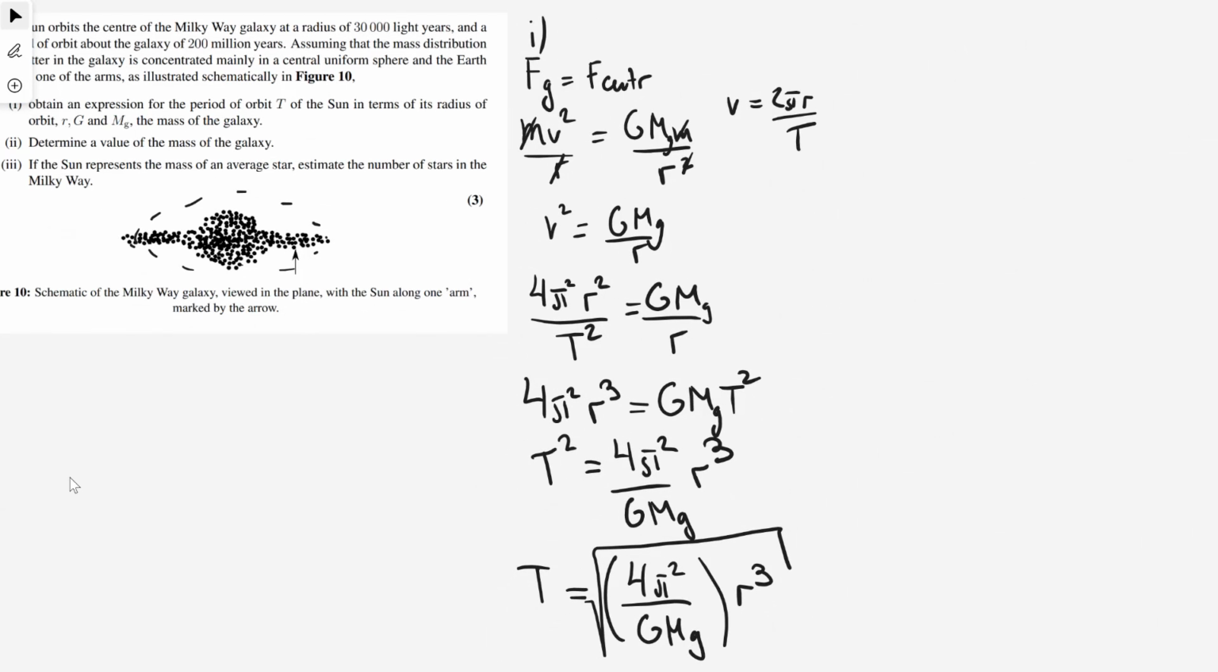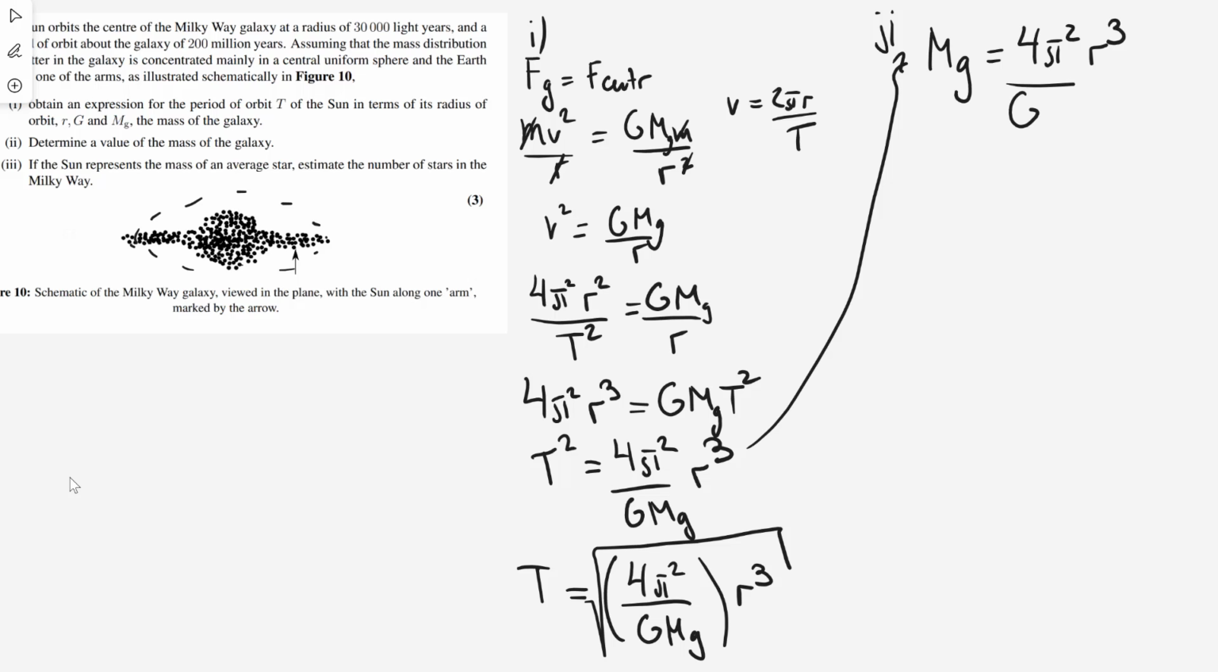Now let's have a look at the next part, which is to determine a value for the mass of the galaxy. So to determine the mass of the galaxy, we're just going to use this expression just here, and I'm going to rearrange that for the mass of the galaxy, Mg. So Mg will be equal to 4 pi squared r cubed divided by G times T squared, like that.